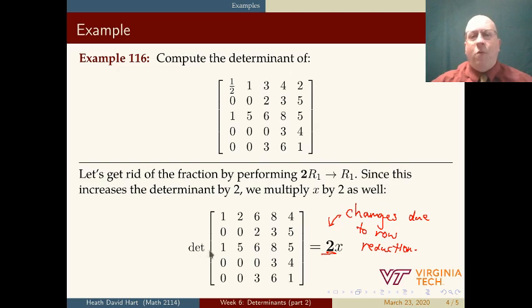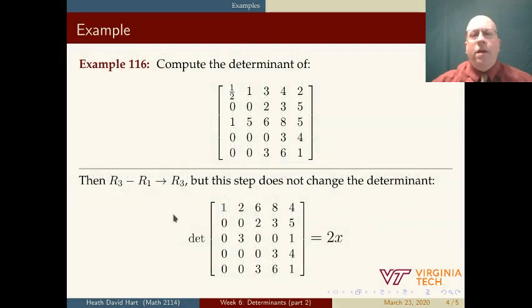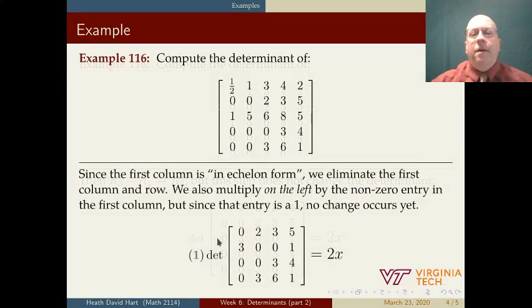So what's the next step we're going to do? We're going to try to get rid of this 1 right here. We can do that by taking row 3 minus row 1, making that the new row 3. But this step doesn't change the determinant, and so we still have 2x on the right-hand side. Now this first column corresponds with what we would like an echelon form to look like.